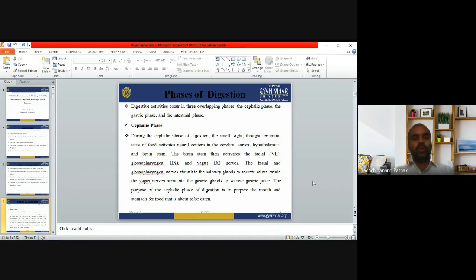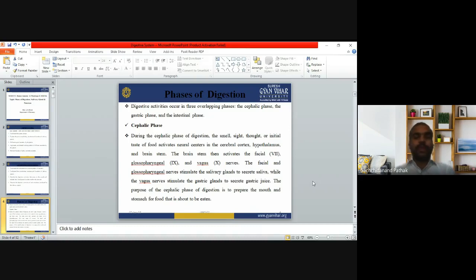During the whole process, it can be divided into three phases: cephalic phase, gastric phase, and intestinal phase. Cephalic phase means in this phase the body is prepared for the food. Gastric phase, food comes into the stomach, and then intestinal phase, food goes into the intestine. So all these things can be divided into three phases. Now the first one is the cephalic phase.